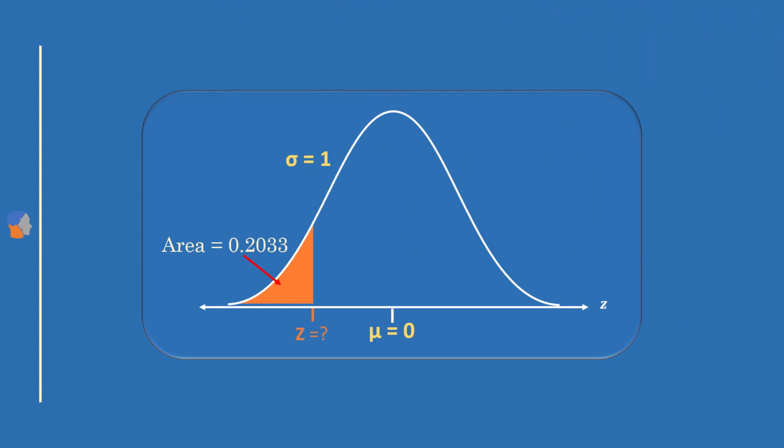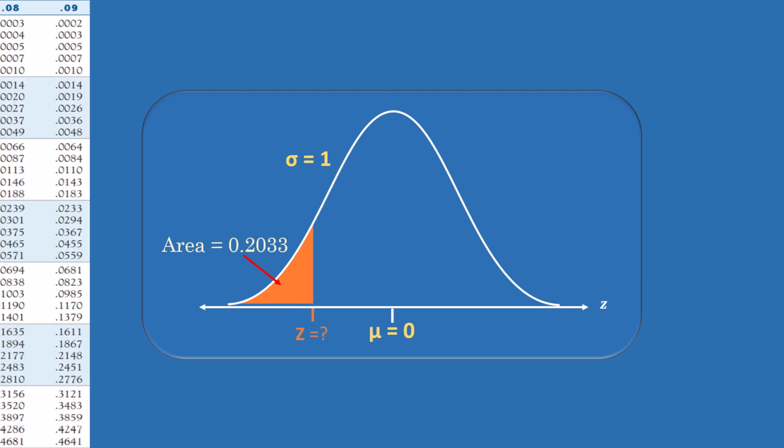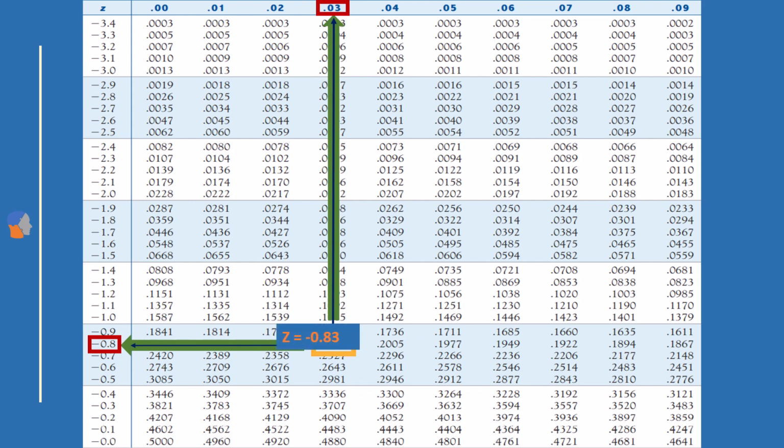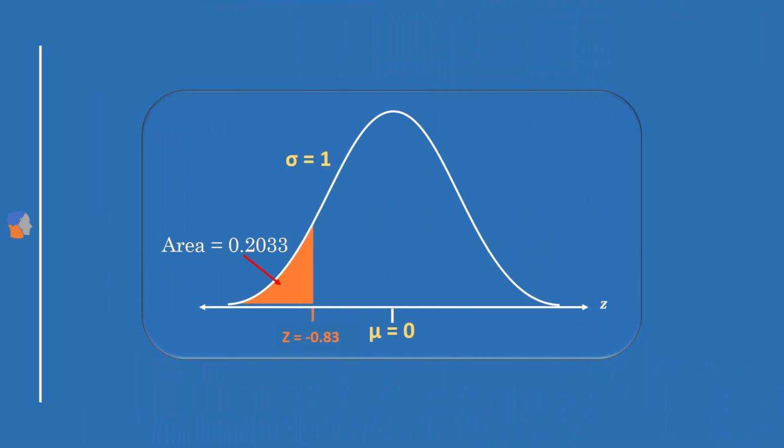Here, the area is 0.2033, so we need to find the number 0.2033 in the middle of the table. Yes, we have that number. Then find the corresponding z value, that is negative 0.83. Therefore, the corresponding z value is negative 0.83. Go to example 2.